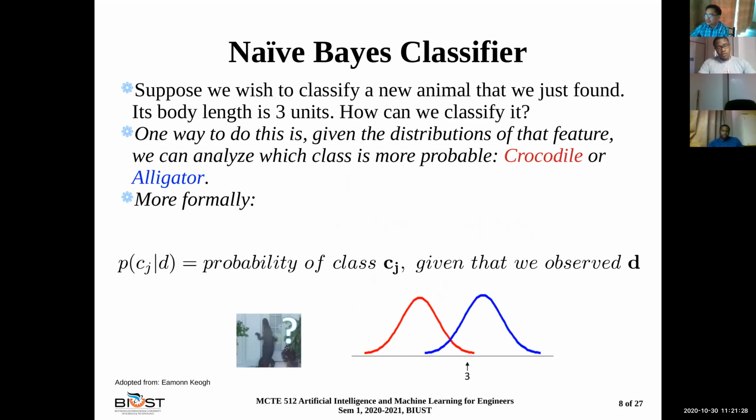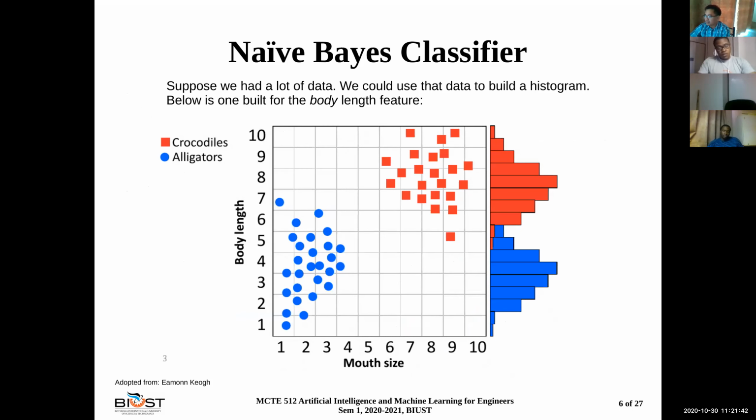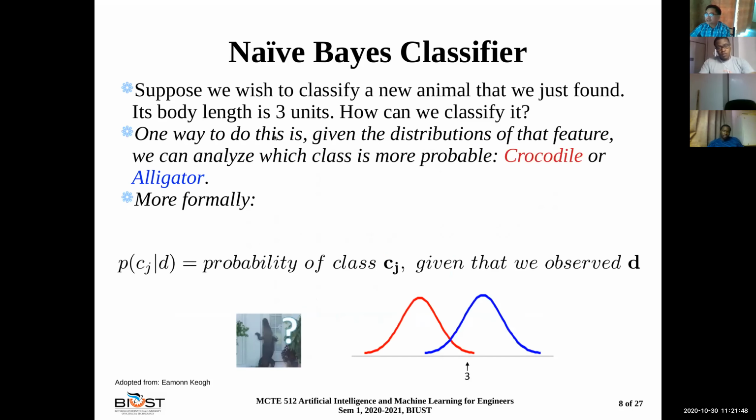Okay, so now, for example, we want to classify a new animal that we just found. Okay, so we don't know whether it's an alligator or a crocodile. It has a body length of 3 units. Okay, 3 units. What did we say here about body length? Okay, just the units that are given here, whatever these units. So the body length of 3 units only. And so how do we classify it? Is it a crocodile or is it an alligator? Okay, so we look at the distribution features and then see whether we will decide it to be a crocodile, being red, or the alligator, being blue.